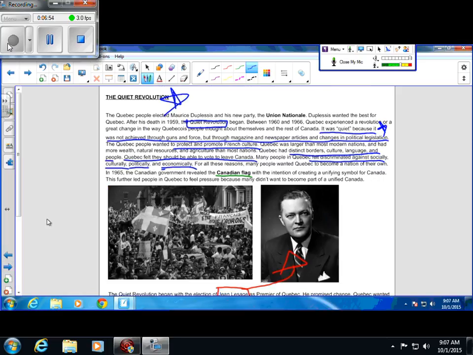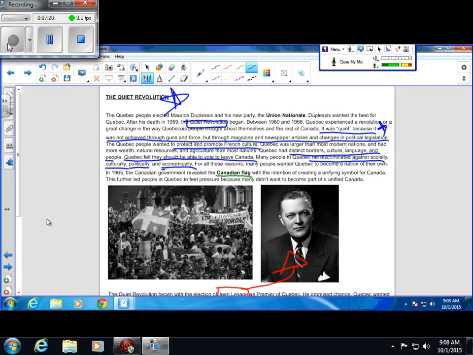Okay, so basically after Maurice Duplessis died in office, this was the kick-start of the Quiet Revolution. Again, you'll see this term a lot. It's bolded, it's in capital letters. Just a reminder again, anything that's bolded and capital in your textbook, you'll see it again, which means it's important.